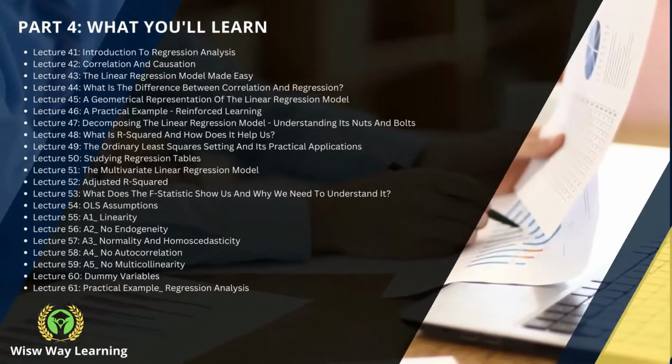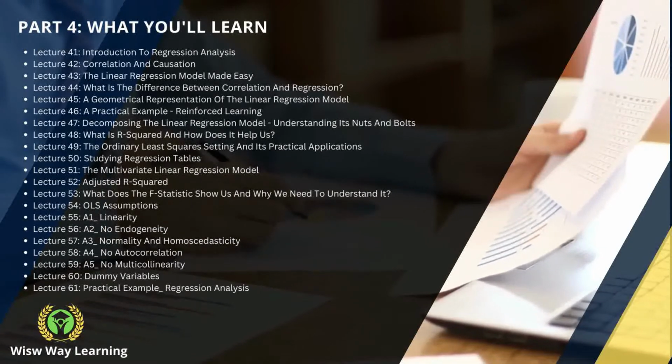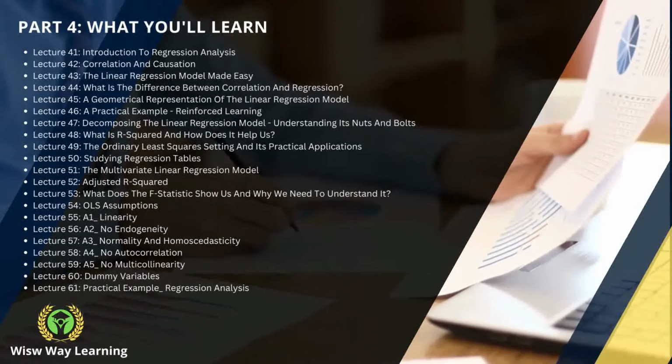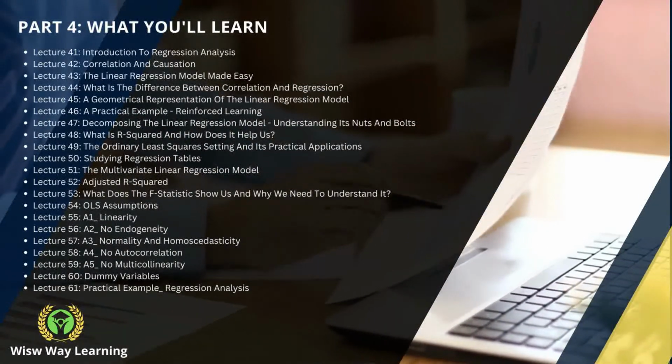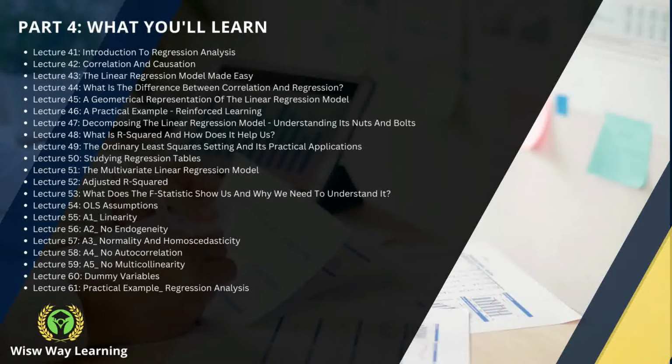Lecture 50, Studying Regression Tables. Lecture 51, The Multivariate Linear Regression Model. Lecture 52, Adjusted R-squared. Lecture 53, What does the F-Statistic show us and why we need to understand it? Lecture 54, OLS Assumptions. Lecture 55, A1, Linearity. Lecture 56, A2, No Endogeneity. Lecture 57, A3, Normality and Homoscedasticity. Lecture 58, A4, No Autocorrelation. Lecture 59, A5, No Multicollinearity. Lecture 60, Dummy Variables. Lecture 61, Practical Example, Regression Analysis.